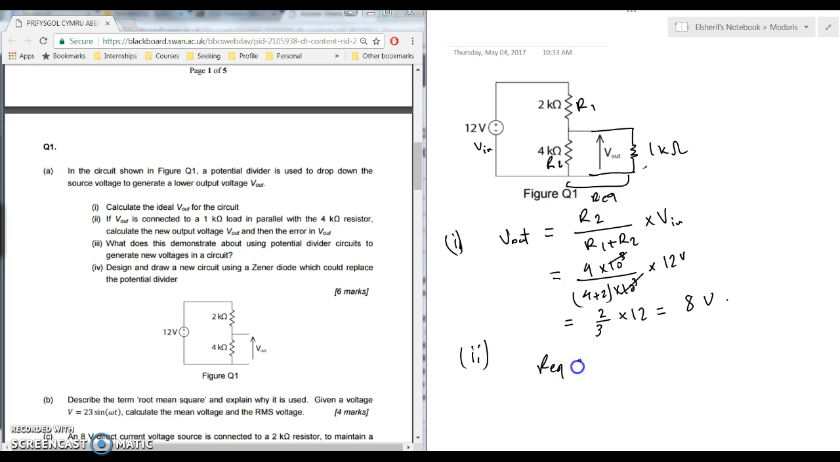In that case, our equivalent resistance is equal to R2 times R2 star over R2 plus R2 star. That's how we get the equivalent resistance of two parallel resistors. So it's 4 multiplied by 1 over 4 plus 1, which is 4 over 5, meaning 0.8 kilo ohm, obviously.